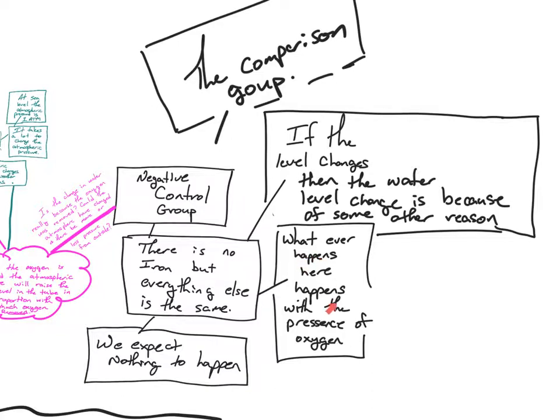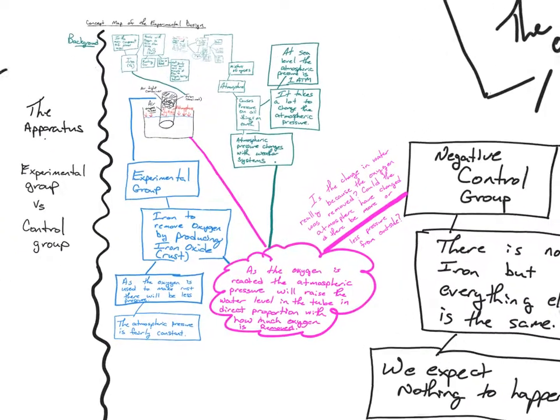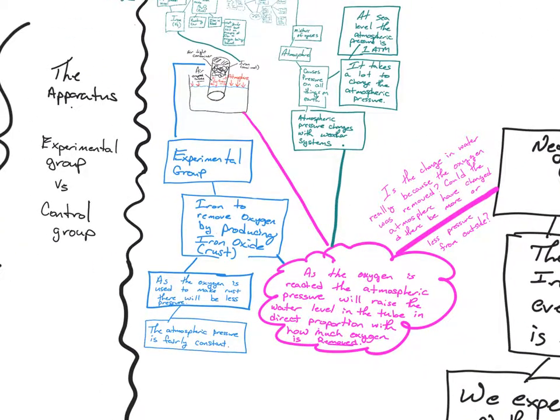Whatever happens in the negative control happens in the presence of oxygen. So if the water level in the test tube goes up when there's no steel wool, then it has to be something else going on. It can't be the removal of oxygen because nothing removed the oxygen. So if the water level changes, then the water level changes because of some other reason, not the loss of oxygen.